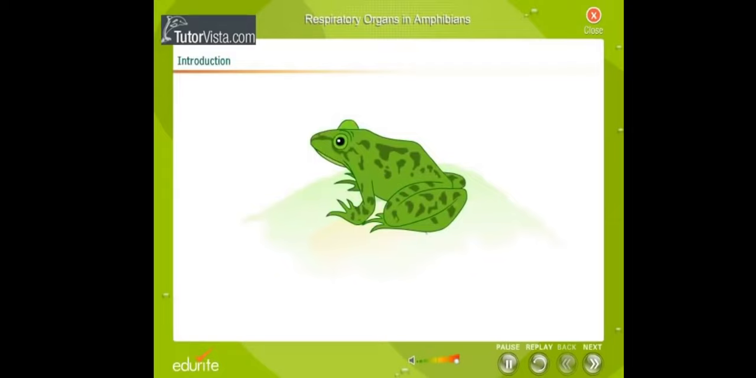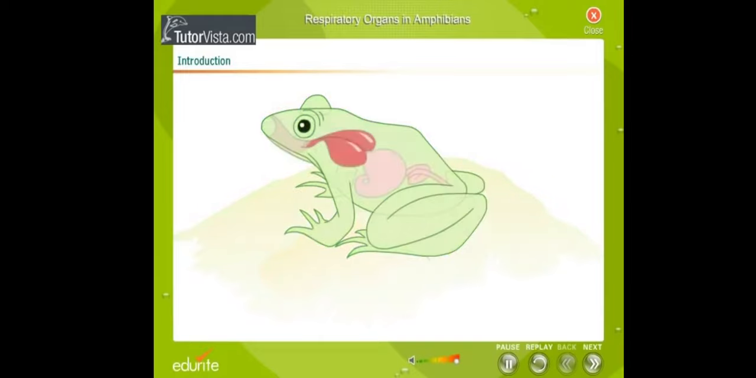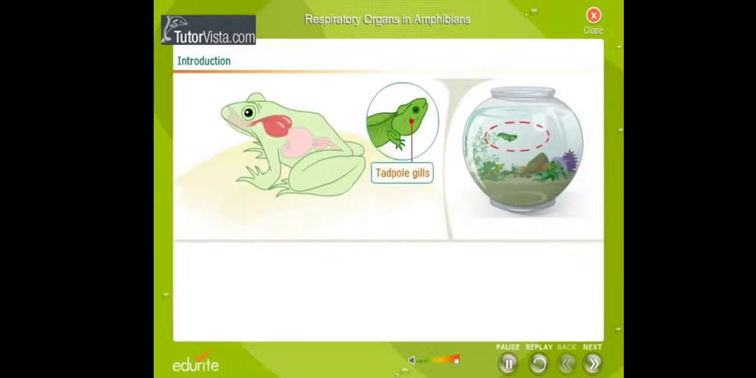Have you observed a frog or a toad sitting quietly? You would have noticed that though its mouth is closed, the floor of its mouth keeps going up and down. This is because it is breathing through its mouth. Unlike humans, amphibians can breathe through lungs, through their skin, and also by using gills.